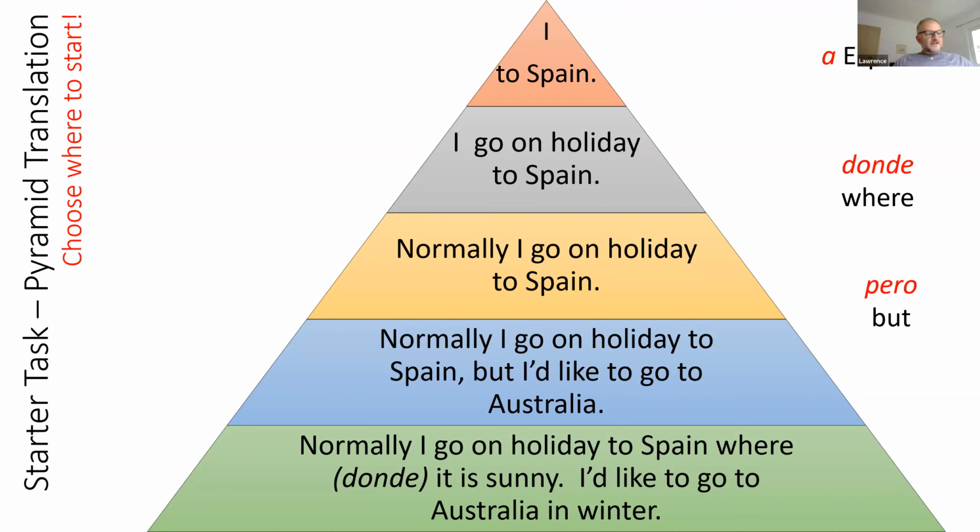Okay, Lawrence. ¿Y a dónde vas de vacaciones? Normalmente voy de vacaciones a Escocia. Muy bien. Okay. Lee, you can ask somebody. You can ask Michelle. Muy bien. ¿A dónde vas de vacaciones? Normalmente voy de vacaciones a España, pero este invierno me voy a ir a Estados Unidos. You go to Spain, but this winter I'm going to go to the United States.